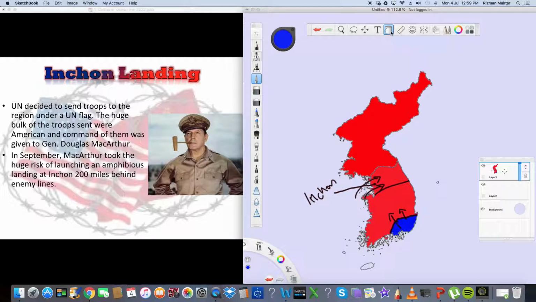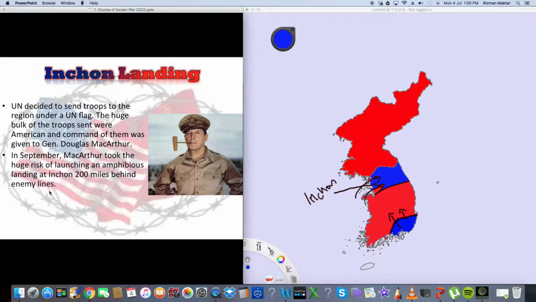Okay, they wanted to trap the North Korean soldiers here. True enough, they managed to do that, and they were very successful. So now, he wanted to go behind enemy lines and cut the North Korean forces into two, to destroy the communication lines.